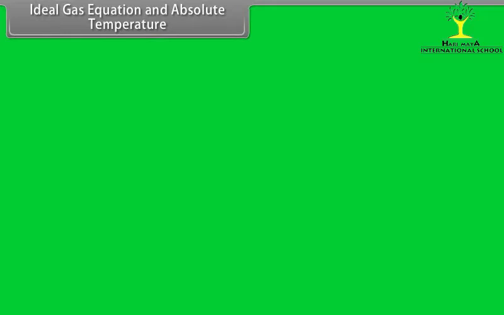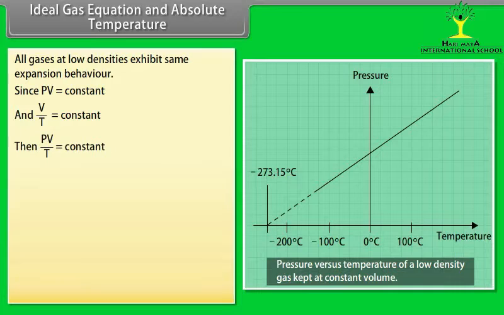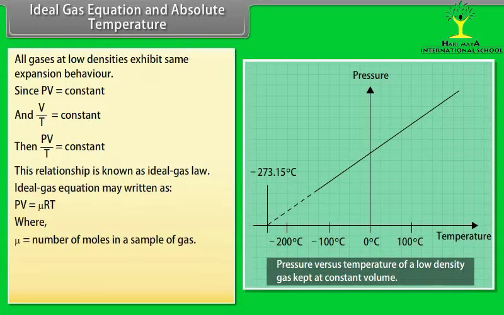Ideal gas equation and absolute temperature. All gases at low densities exhibit the same expansion behavior. Since PV is equal to constant and V upon T is equal to constant, then PV upon T is also constant. This relationship is known as the ideal gas law. The ideal gas equation may be written as PV is equal to mu RT, where mu is equal to the number of moles in a sample of gas and R is equal to the universal gas constant.